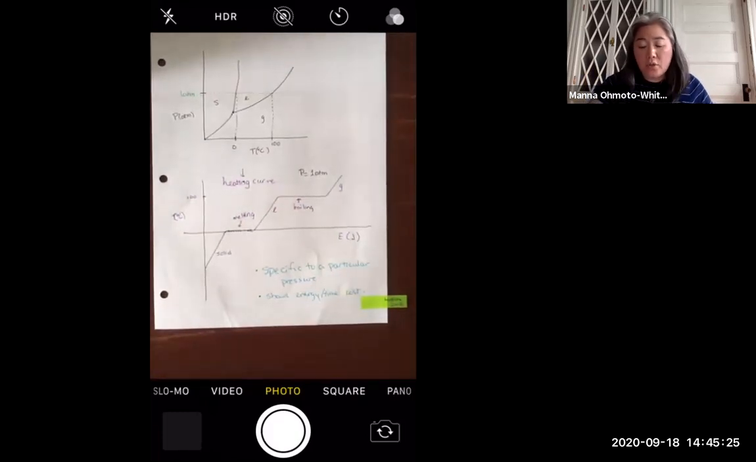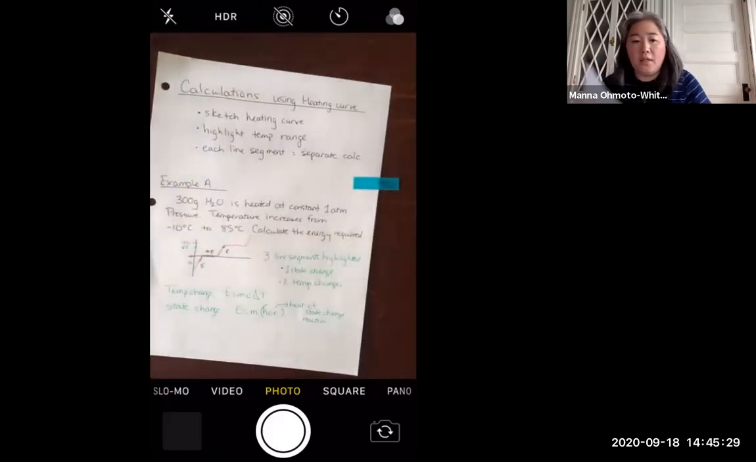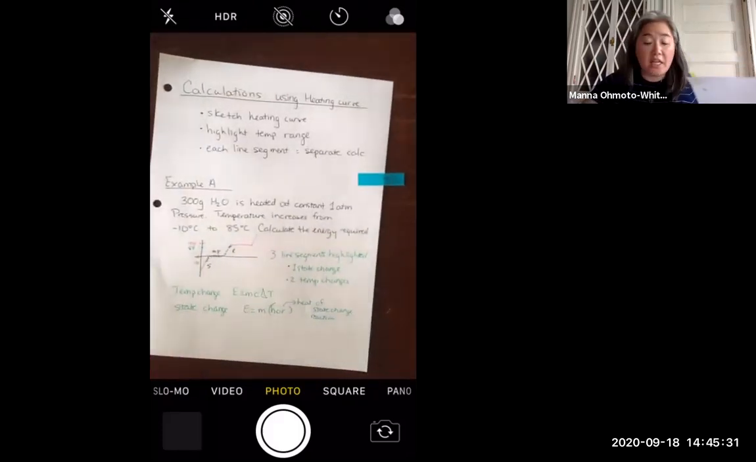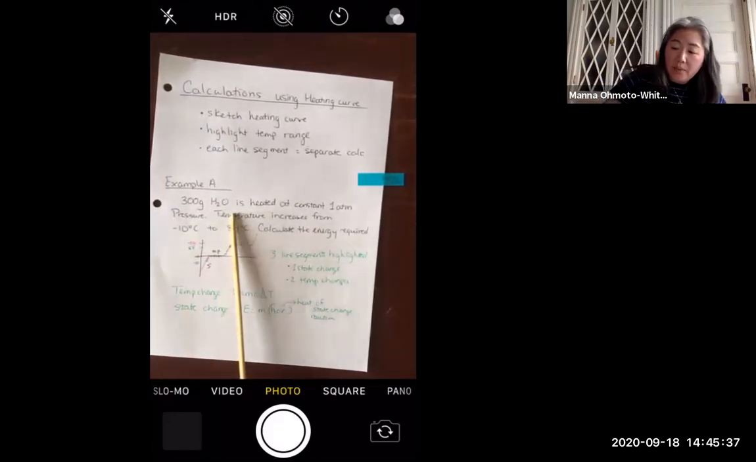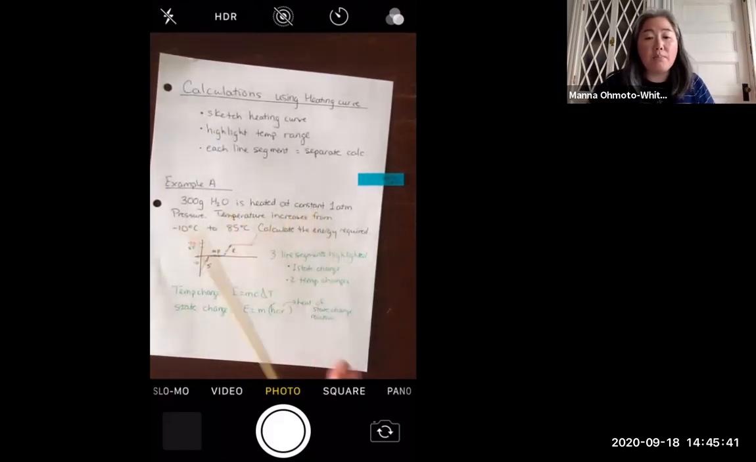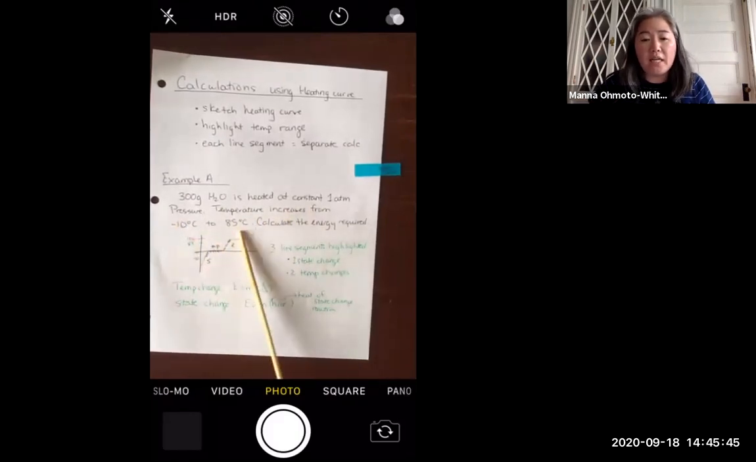So if I'm going to do calculations off of this, I need to first sketch my heating curve, and I have to highlight the temperature range that I'm going to be using. So an example here, 300 grams of water is heated at a constant pressure of 1 atmosphere. When the temperature increases from -10 to 85 degrees Celsius, calculate the energy required.